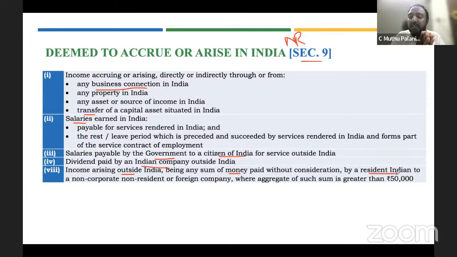So here also, where is India? A resident Indian is paying to a non-resident. So what is he paying? He's paying cash gift in excess of 50,000. So the moment there is a gift provided, automatically it becomes income deemed to accrue or arise in India. So why do we say deemed to accrue or arise in India? Because we are trying to say, as a non-resident, income that will be taxable in India will be income that is accruing in India or deemed to accrue in India. So this is where we are discussing these.